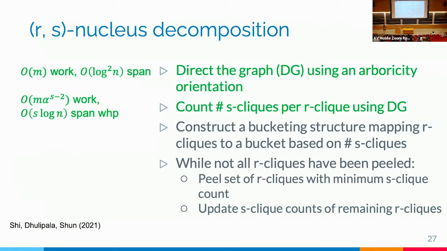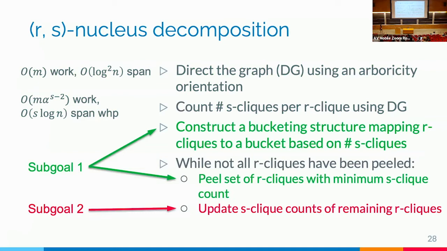And so I won't go into the bounds for the first 2 steps in a lot of detail. These are from prior work by myself, Lakshman, and Julian. But essentially, we can construct the arboricity orientation in O of m work and log squared n span. And we can perform the clique counting process in m alpha to the s minus 2 work and s log n span with high probability. So what I will talk about in this talk is how we accomplish these other 2 subgoals.